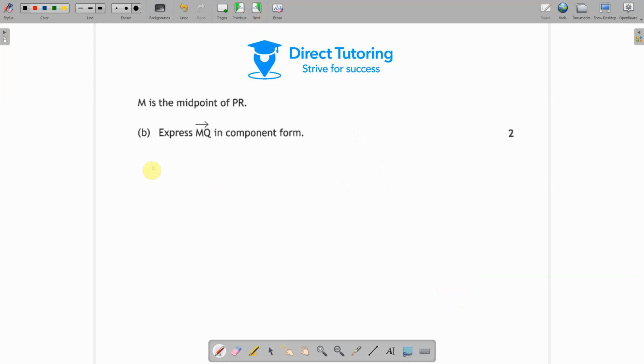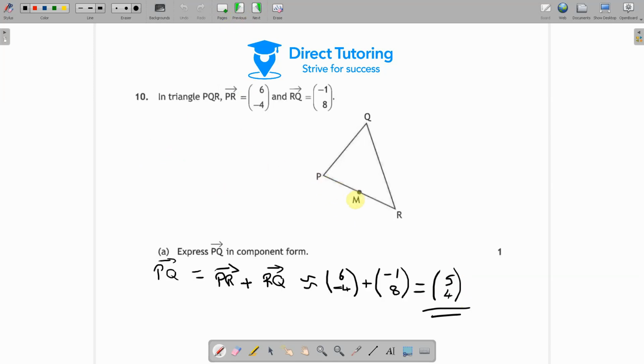Now part B is asking us to express MQ in component form. And from the diagram, we can see that M is the midpoint of PR. Now we know the vector PR here, but M is the middle of the line. So that means that MR must be half of PR, because we need the vector from M to Q. So we have to go from MR and then RQ.